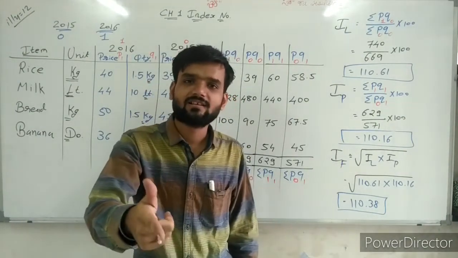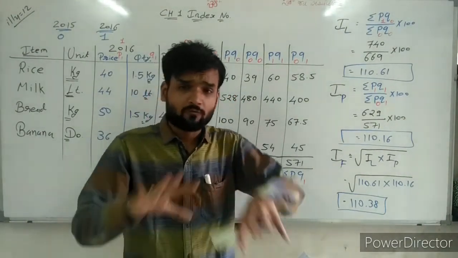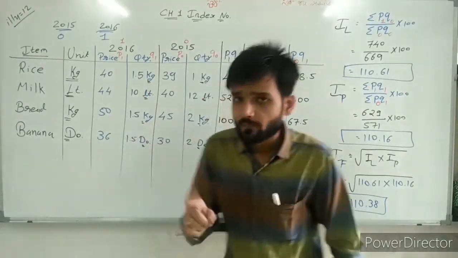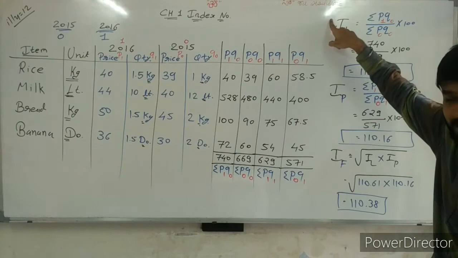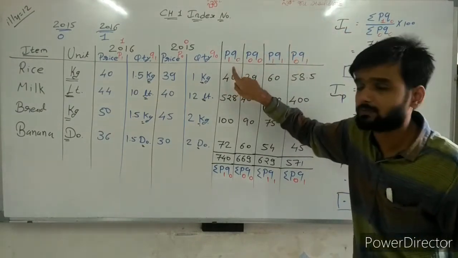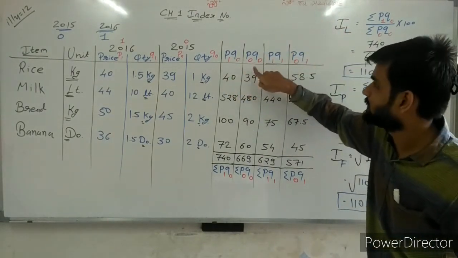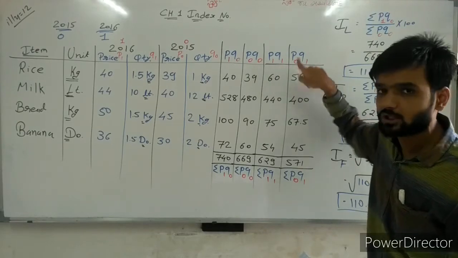In the next lecture, I will do a different type of sum in which I am not explaining the last pair Paasche Fisher calculation. Even I am not explaining P1 Q0, P0 Q0, P1 Q1 and P0 Q1.